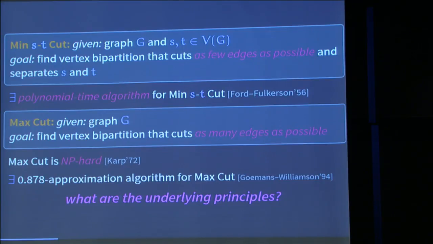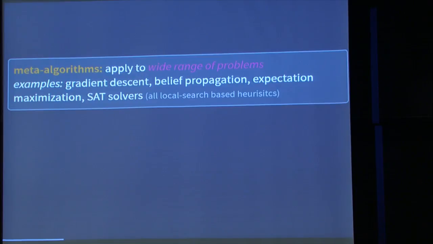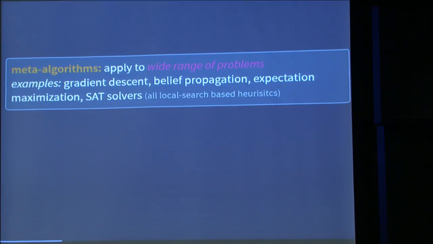Okay. And one important question is, how could such a principle look like? As a way to capture these kinds of principles, we could try to use meta-algorithms. Meta-algorithms are algorithms that are not tailored toward a particular problem, but instead apply to a wide range of problems. There are many examples of meta-algorithms: for example, gradient descent, belief propagation, expectation maximization, SAT solvers. Maybe you've heard of some of those. These are all examples of meta-algorithms.